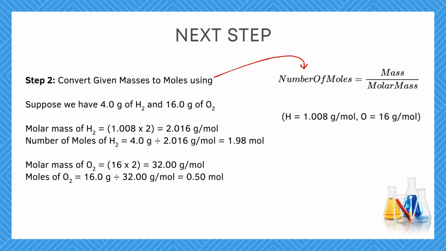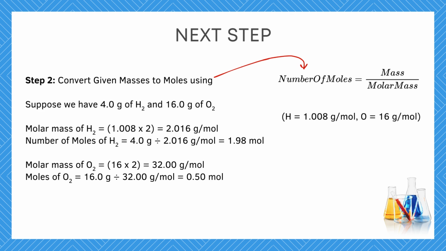First of all, we need to determine the number of moles, or we need to convert that mass, 4 grams and 16 grams, into number of moles. And how do we do that? Let's start with hydrogen. You can see on the screen here, we need to have the molar mass of the substance and we need to have the mass so that we can convert it into number of moles.